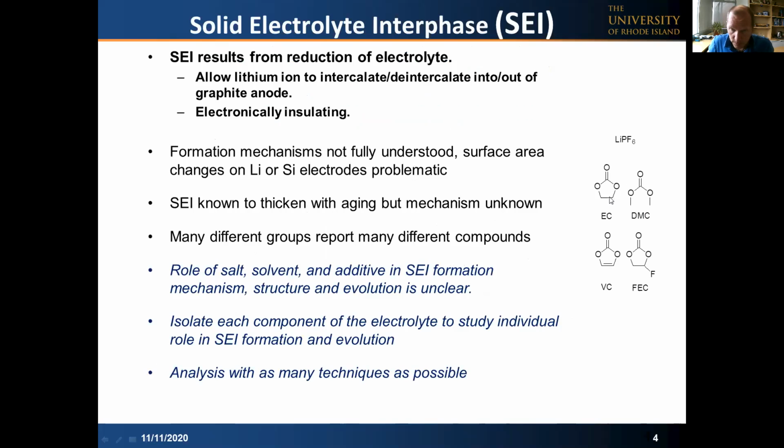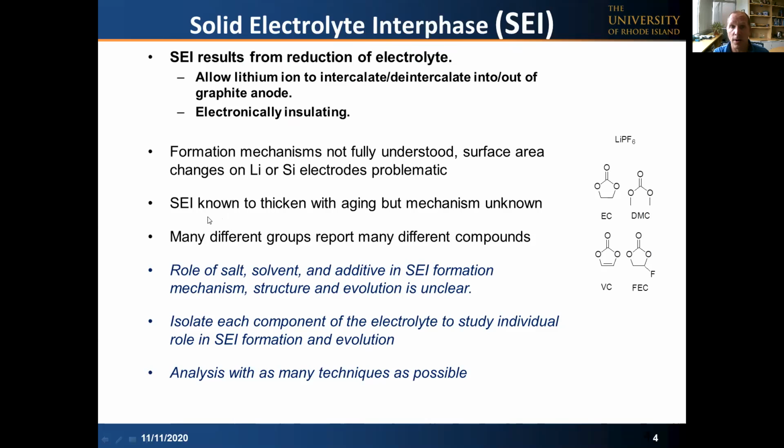This solid electrolyte interface has been mentioned multiple times in my previous lecture. The SEI results from the reduction of the electrolyte, which once again predominantly includes lithium hexafluorophosphate and ethylene carbonate as the two compounds that are basically in all commercial lithium-ion battery formulations. Outside of that, there's frequently dialkyl carbonates and various additives such as VC and FEC, but ethylene carbonate and LiPF6 are fundamentally present. The formation mechanisms are not really fully understood, and we're going to discuss a lot of those formation mechanisms today, and how the surface changes on lithium and silicon.